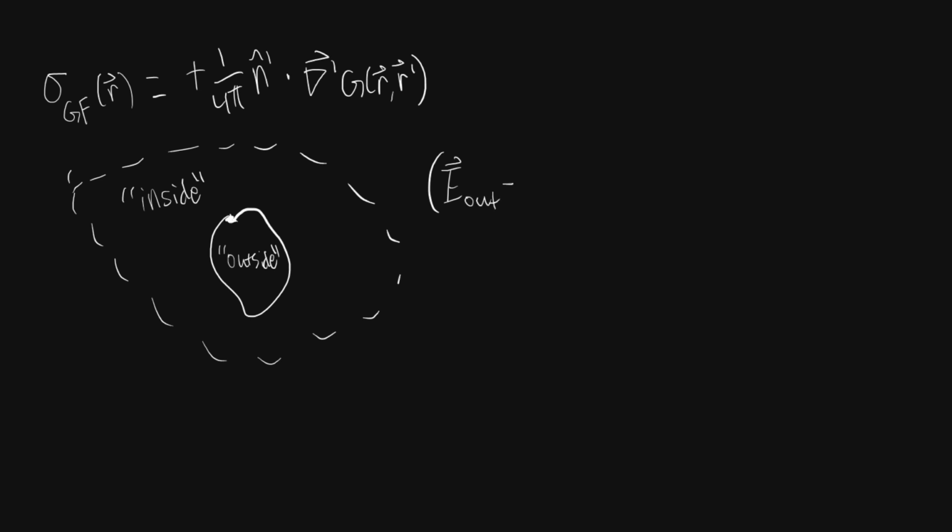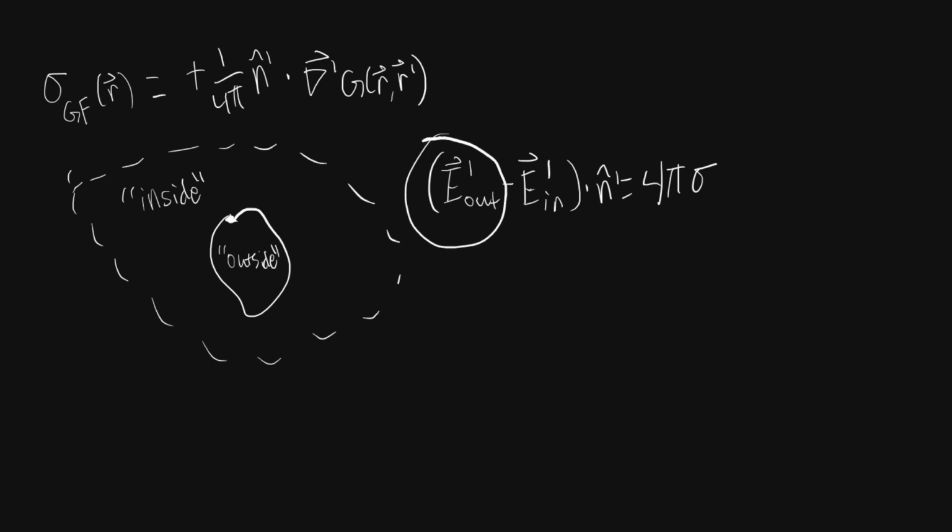if you remember from electrostatics, we can say that the electric field outside minus the electric field inside, dotted with the normal vector, which I'm going to call n hat prime since that's what we're calling it up here, is equal to 4 pi sigma, or sigma over epsilon naught, but in Gaussian units it's 4 pi sigma.